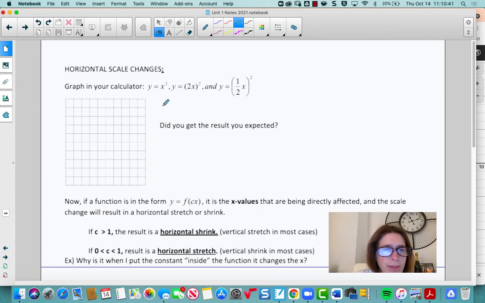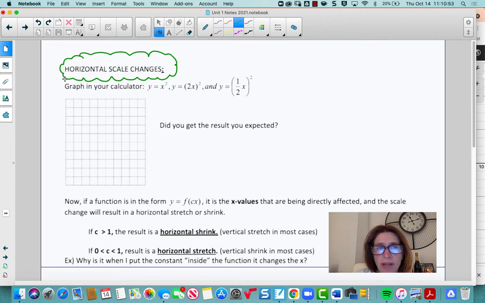Hi everyone, I'm sorry I'm not there today, but I wanted to go over the last piece of our transformations, which are horizontal scale changes and horizontal reflections.